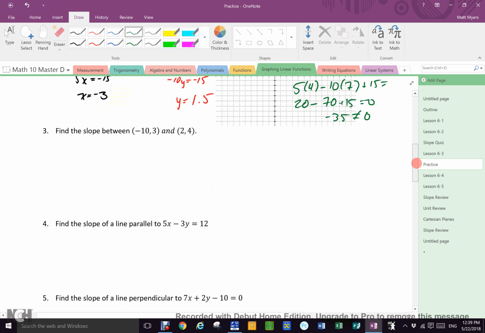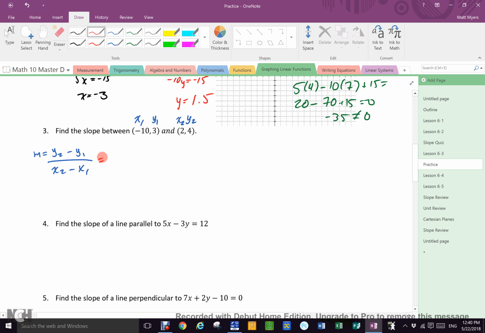Number 3. How do I find slope without a graph? y2 minus y1. Who decides? Us. Which one is y2? 4? Sure. y2. Which makes 2 what? x2. Which makes 3 what? x1. y1. Which makes 10 what? x1. And pretty soon that will all show up. There it all is. And then we just fill it in.